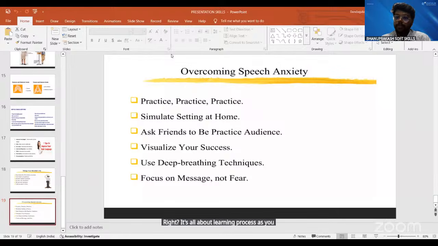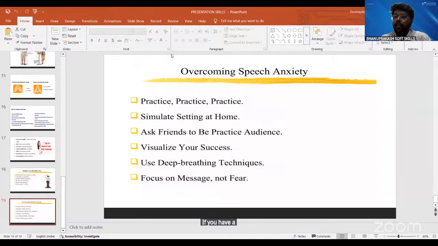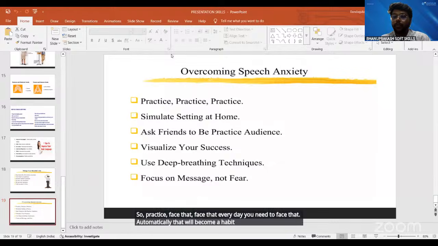For example, you need to overcome your fear. Just like I told you before, if you have a fear of heights, then do a bungee jump. If you have a fear of water, then do scuba diving. So you need to face that challenge. Automatically, you remove that fear. So practice, face that. Every day you need to face that. Automatically, that will become a habit to you, and you don't have any fear.